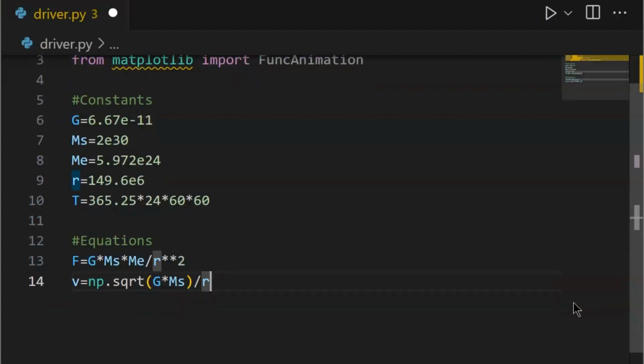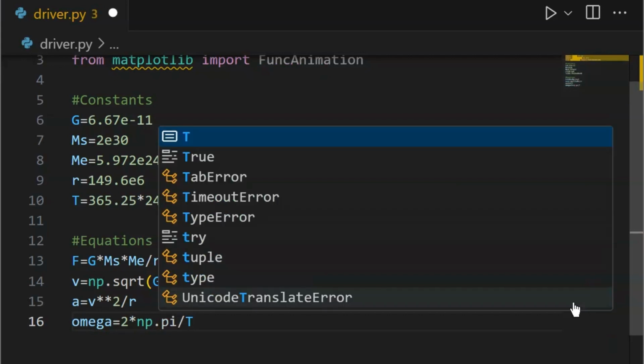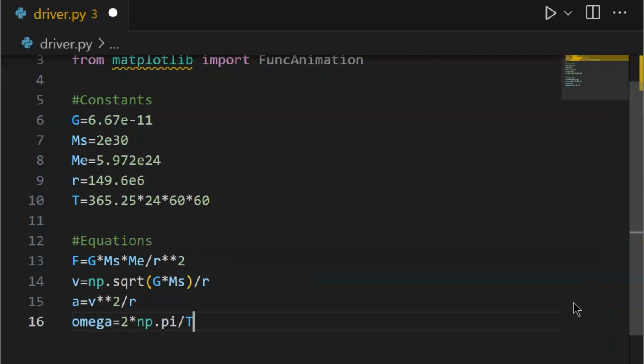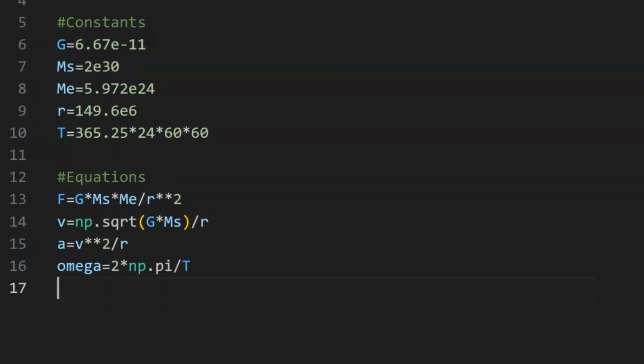Right, next we have acceleration, or specifically centripetal acceleration, and centripetal acceleration is simply equal to v squared upon r, so we can just put that in. We also have angular velocity, or omega, which is equal to 2 pi upon t. Pi is something we can get from numpy. So the angular velocity is equal to 2 pi upon t, and acceleration is equal to v squared upon r. This means we have completed all our basic equations.